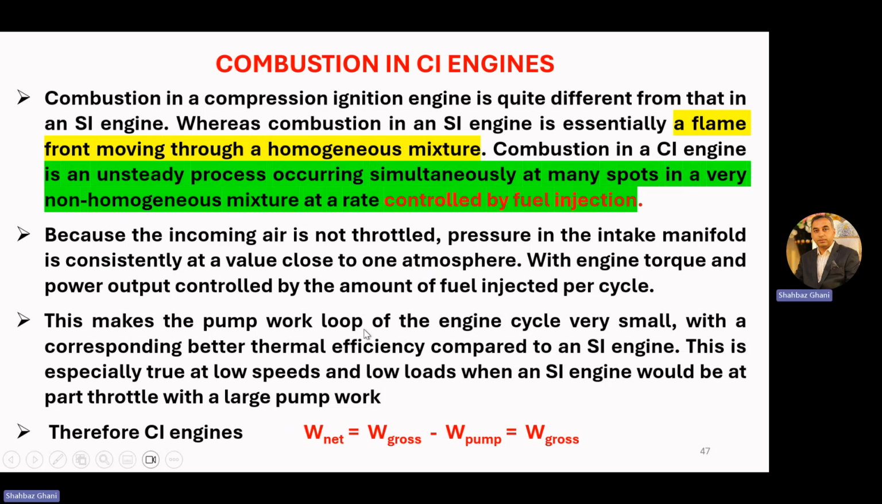This makes the pump work loop of the engine cycle very small. The lower loop, the B segment in your PV diagram. This makes the pump work loop of an engine cycle very small, with a corresponding better thermal efficiency compared to an SI engine. This is especially true at low speed and low loads, when an SI engine would be at part throttle with large pump work. So therefore in the CI engine, the work net is equal to work gross minus work pump, and the work pump is very small. So work net is equal to work gross in a CI engine.